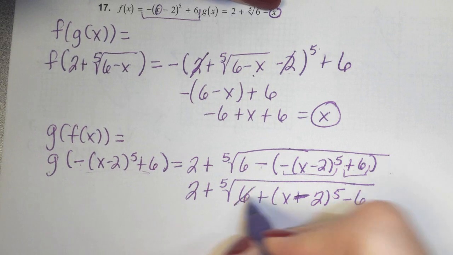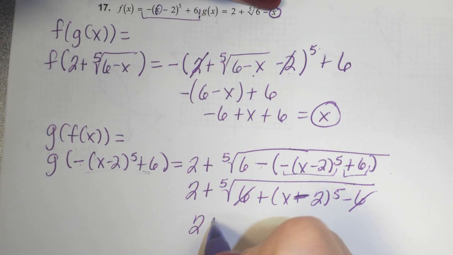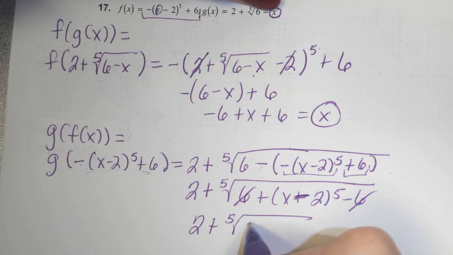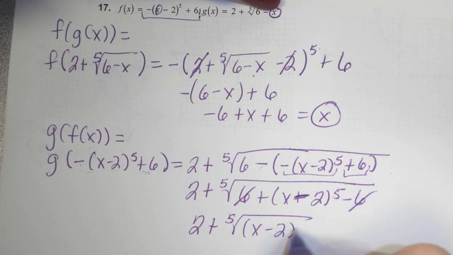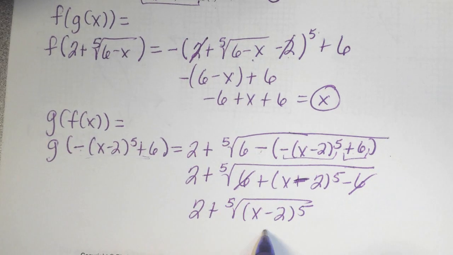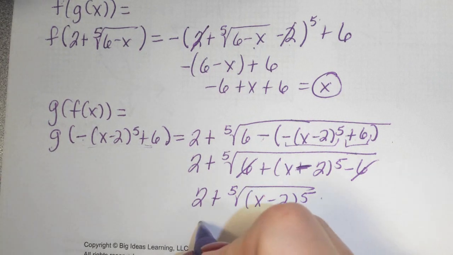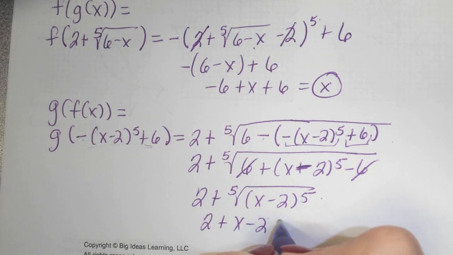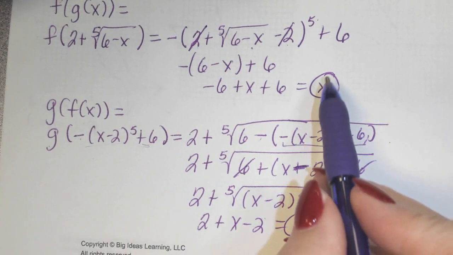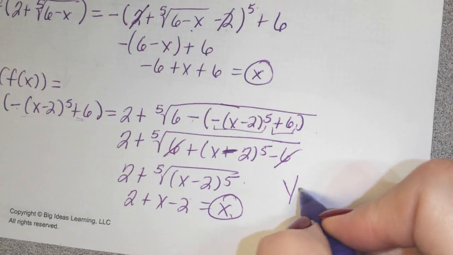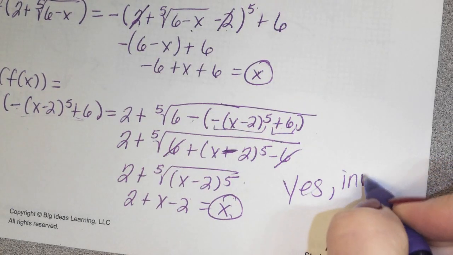Well, 6 minus 6 cancels out, and so now I have 2 plus the 5th root of x minus 2 to the 5th. Well, the 5th root of something to the 5th is just that something, so we've got 2 plus x minus 2, that's x. All right, so I got x, so yes, inverses.